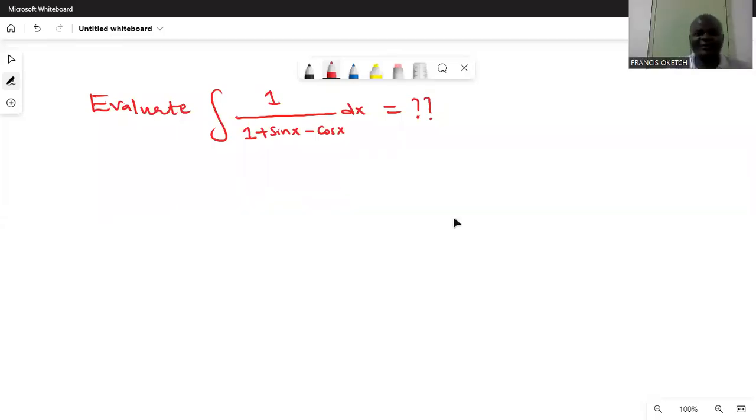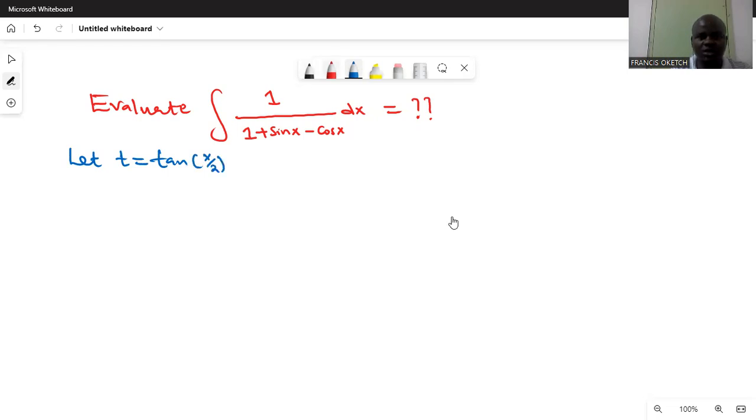Hello everyone. Today I want us to look at how to integrate 1 over 1 plus sine x minus cos x with respect to x. So in this kind of integral, we are going to use the t method of substitution. So we're going to say let t be equal to tan x over 2.